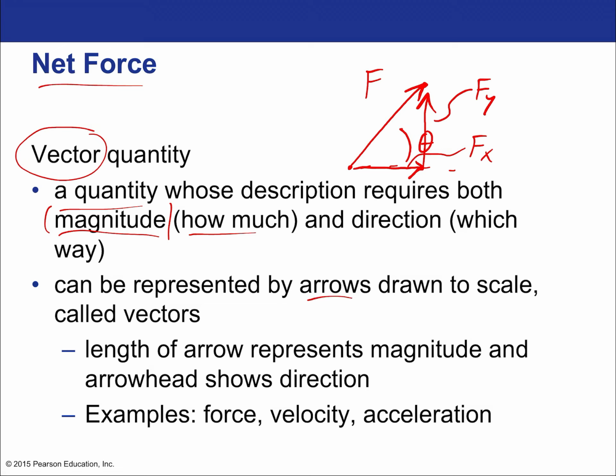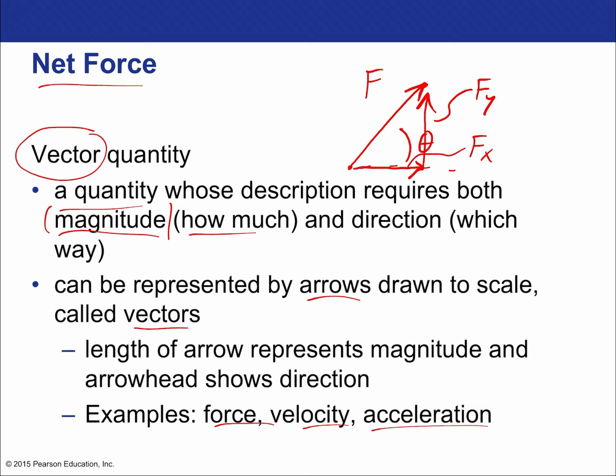Okay? Represented by arrows, can be usually drawn to scale, so the length matters. Okay, that's what a vector is. That's the pictorial representation of the mathematical quantity called a vector. All right, as I said before, the length represents its magnitude, and the arrowhead shows its direction. Force, velocity, and acceleration are the big vectors we're going to see.